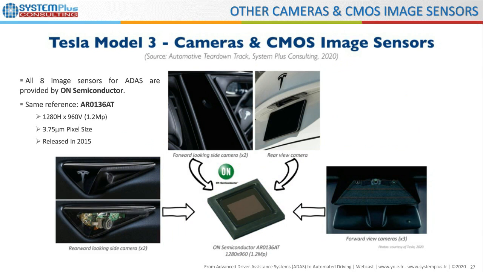Another interesting point of the Tesla Model 3 is that all the 8 cameras placed all around the car use the same CMOS image sensor from ON Semiconductor. Its reference is AR013680. It is neither the latest nor the most performant image sensor from ON Semiconductor, because its resolution is only 1.2 megapixel and it was released in 2015.